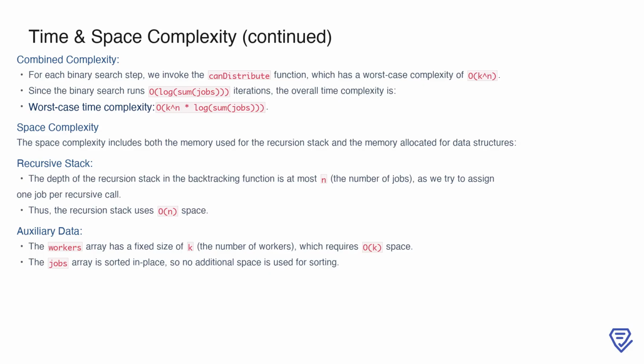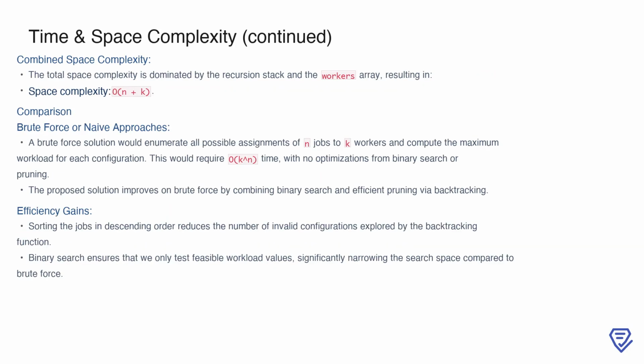Shifting to space complexity, we account for both the recursion stack and any auxiliary data structures. The recursion stack depth is at most n, as we process 1 job per recursive call, consuming O(n) space. Additionally, we maintain a workers array of size k to track the workload assigned to each worker, which requires O(k) space. The jobs array is sorted in place, so no extra space is needed for sorting. Overall, the space complexity is primarily determined by the recursion stack and the workers array. Combining these factors, the total space complexity of the solution is O(n + k), with contributions from the recursion stack and the workers array.